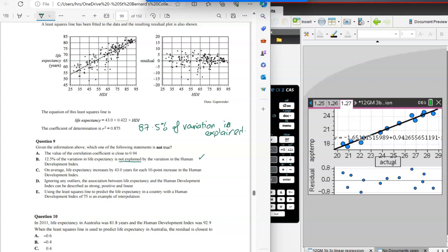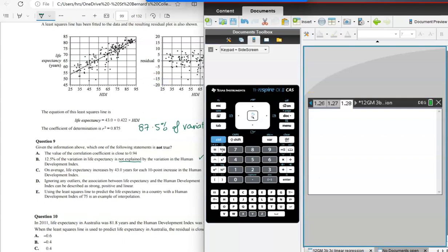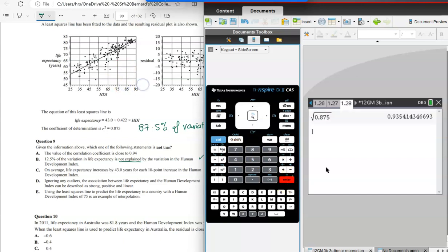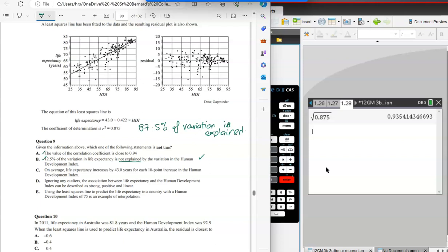So that's true. The square root, the correlation coefficient. So let's have a look. If we got given R squared, let's check that one. So 0.875, R would be 0.94. So that is true. That is true. On average, the life expectancy increases by 43 years for each 10 points. Now, this one's not true.